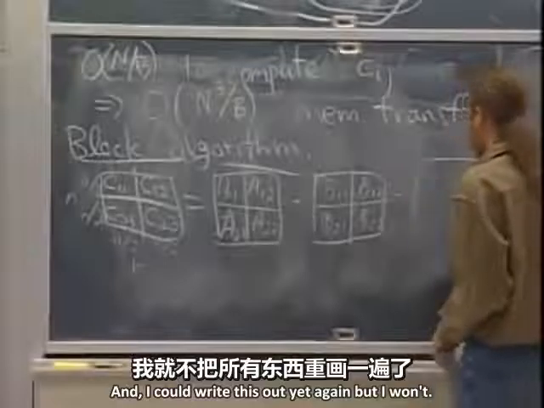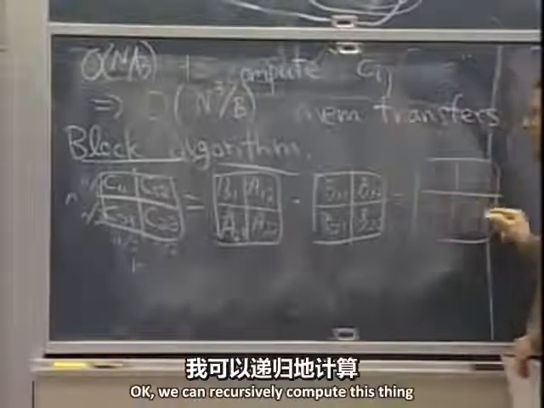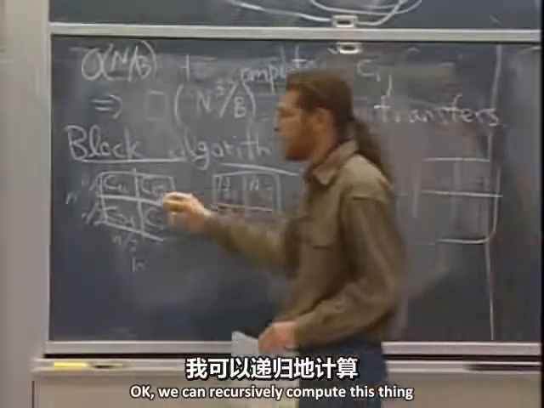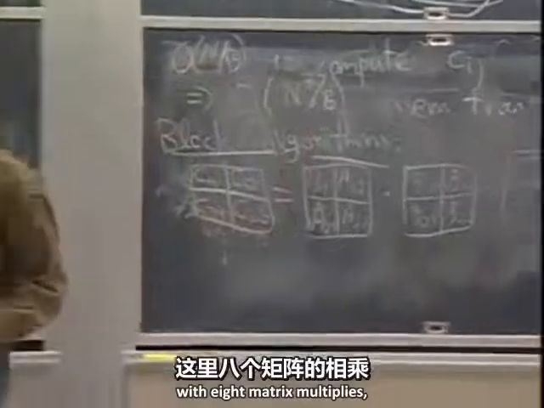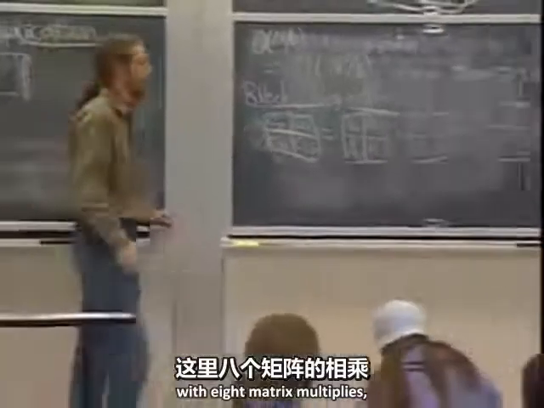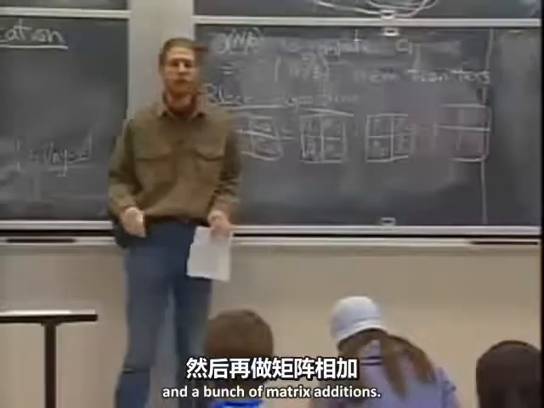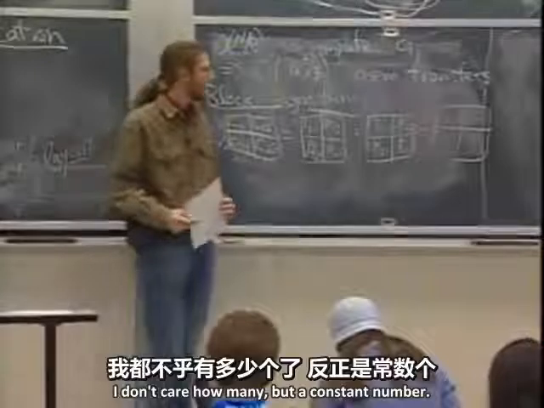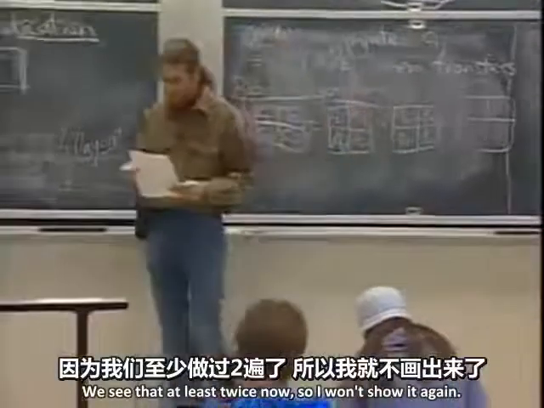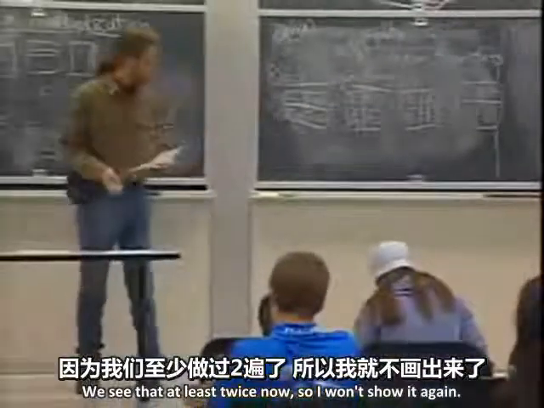And I could write this out yet again, but I won't. We can recursively compute this thing with 8 matrix multiplies and a bunch of matrix additions. I don't care how many, but a constant number. We've seen that at least twice now, so I won't show it again.